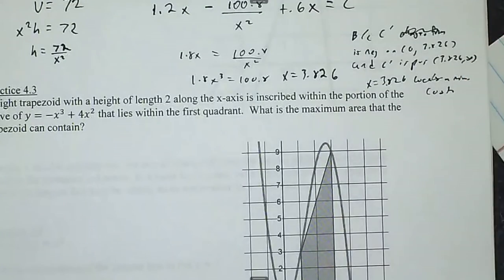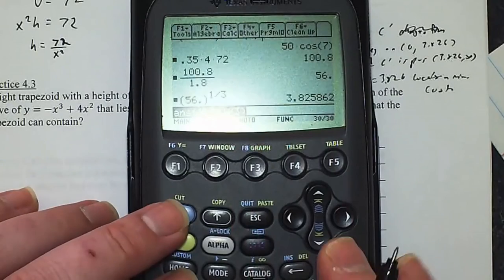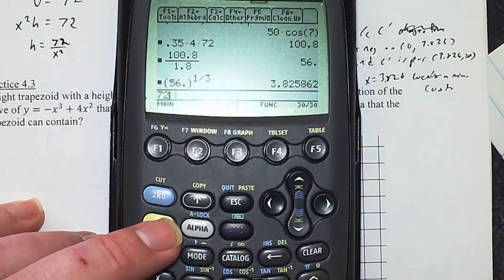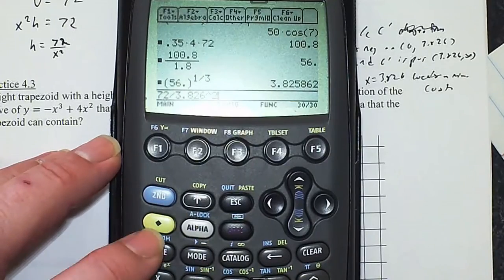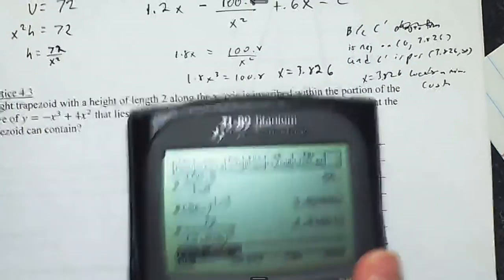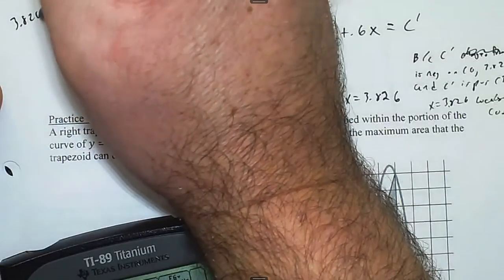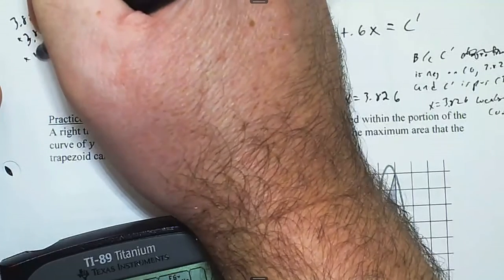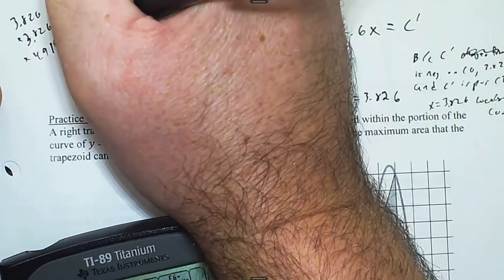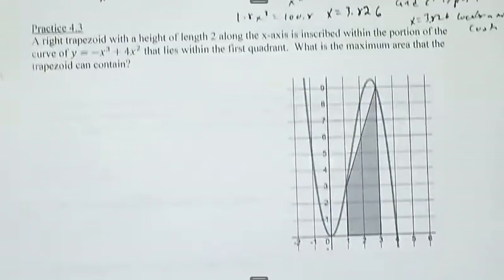Okay? So the dimensions would be 72 divided by 3.826 squared. So they are 3.826 by 3.826 by 4.919. And we got it by using the modified first derivative test. Okay.